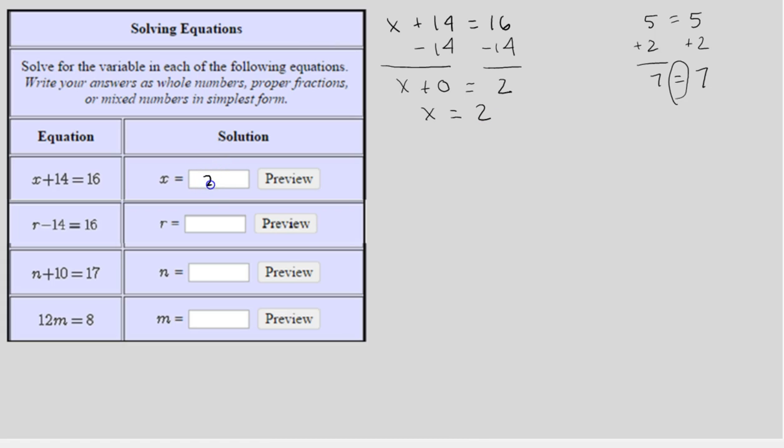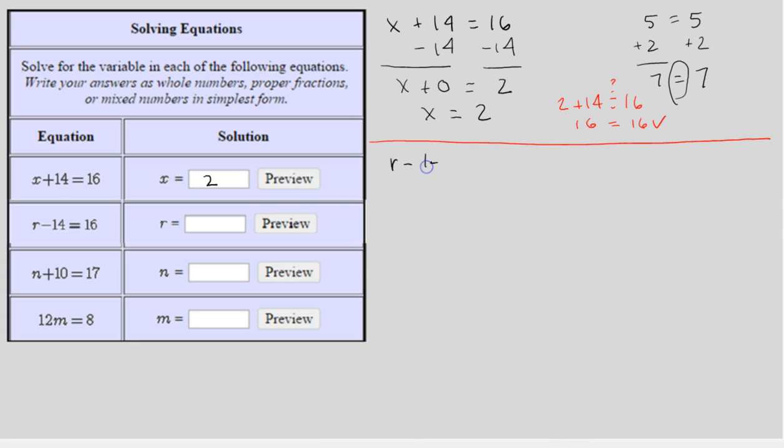So x equals 2. It's always a good idea to verify or check your answers. You go back to the original equation and you take the value of x that you found, or the letter, and you replace it and evaluate. So is 2 plus 14, is this equal to 16? And I put the question mark because I'm officially not sure yet until I perform the operation. And we have 2 plus 14 is 16, and the equation checks. Or the solution checks. So let's try the next one.